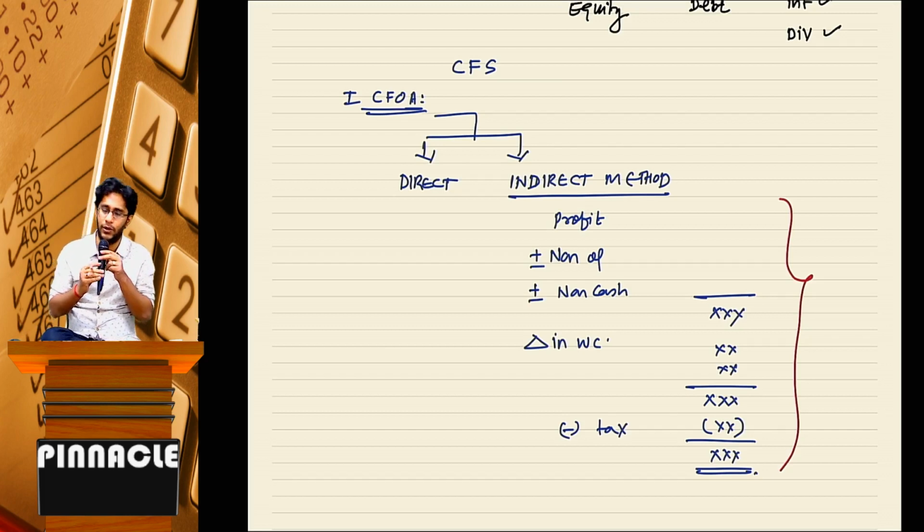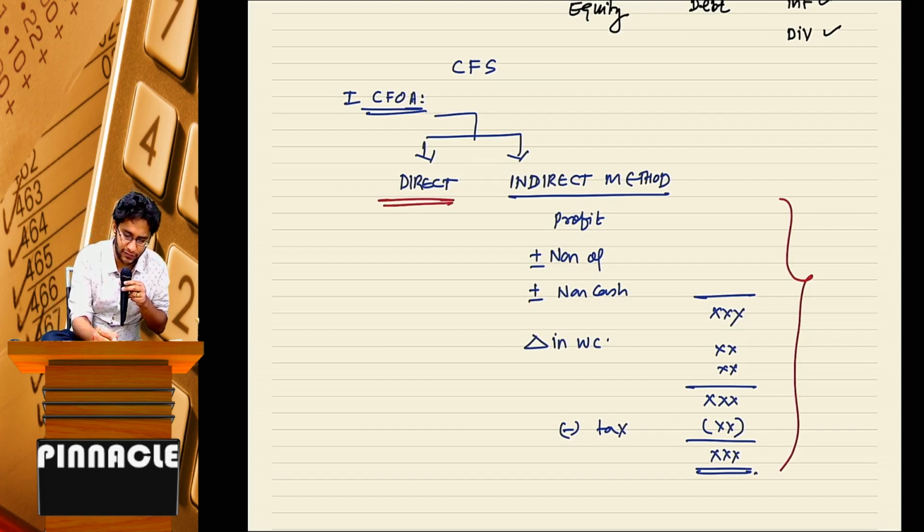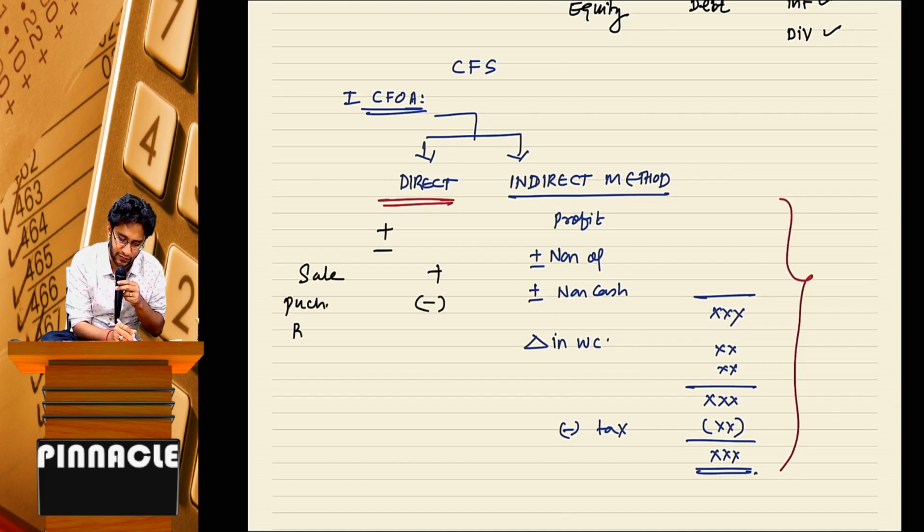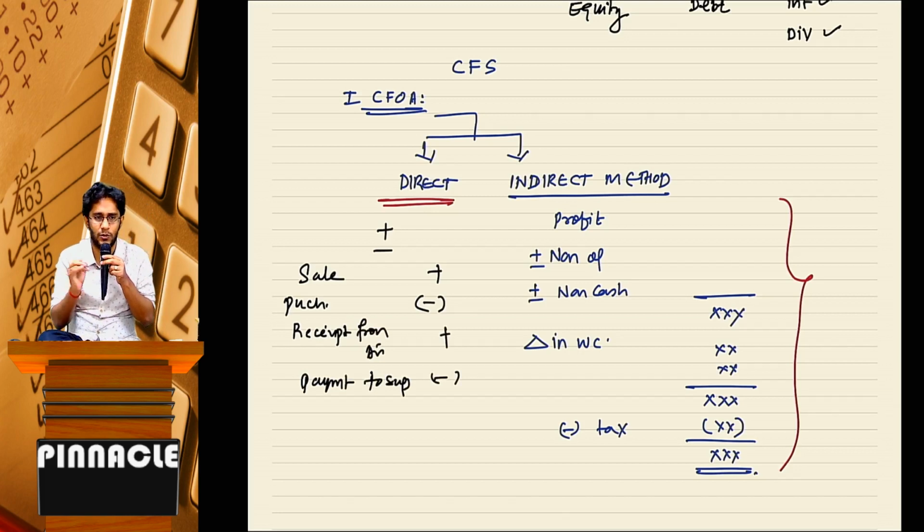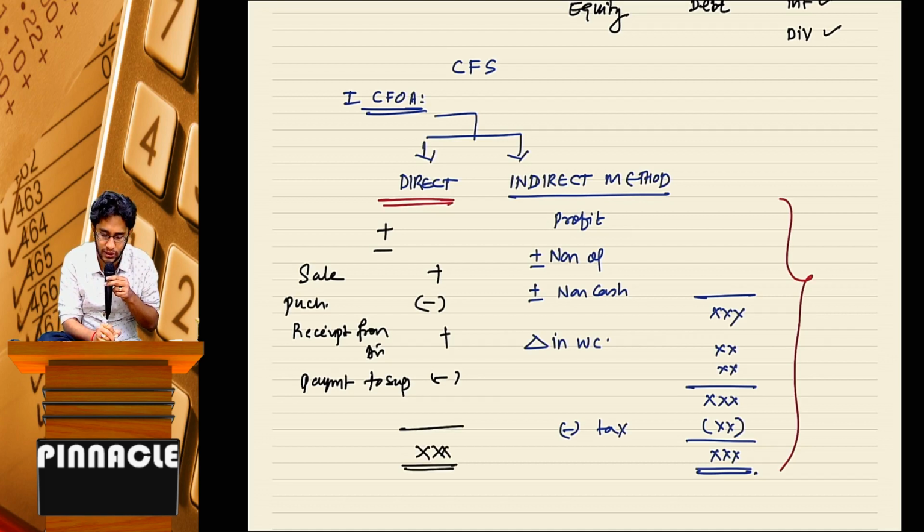In the direct method, how will we do? In the direct method, life is very easy, guys. Here we have an inflow-outflow model. That means sale of goods is inflow, purchases of goods is outflow, receipt from customers or debtors is inflow, payment to suppliers is outflow, operating expenses you pay, taxes you pay, like that. Directly, an inflow-outflow model, you get it.